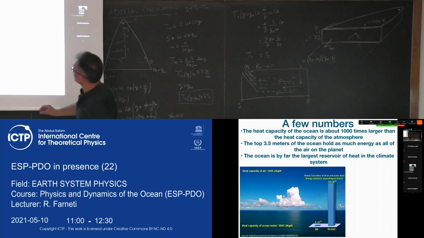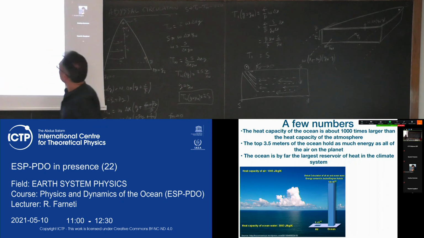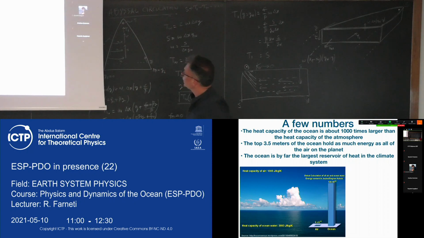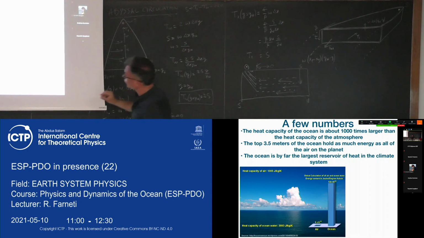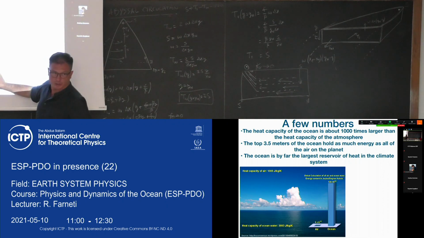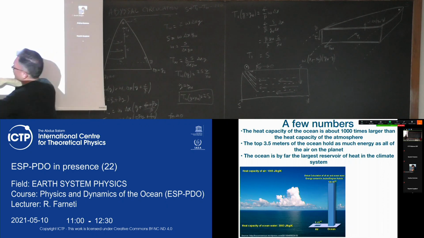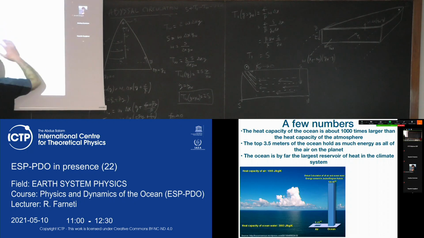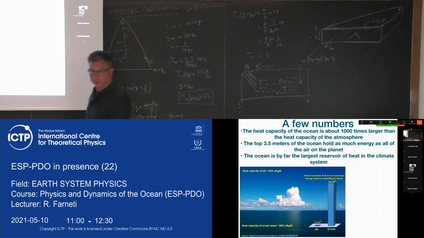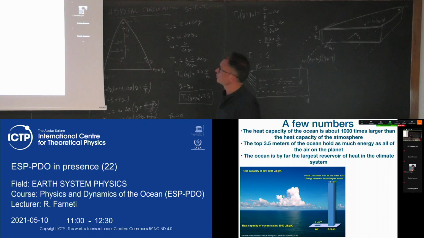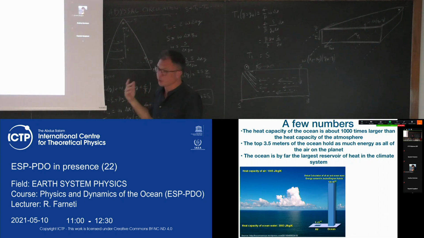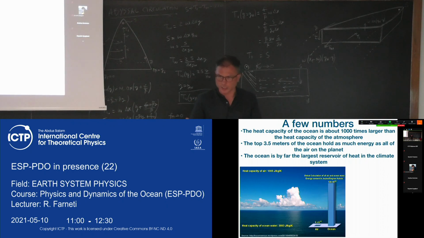So in the top 3.5 meters of the ocean, you have as much energy as the whole air in the planet. Okay? So 3.5 meters of the ocean have as much energy as the whole column of the atmosphere globally, because of the much larger heat capacity of the ocean. So that's why the ocean is the largest reservoir of heat in the climate system, naturally.